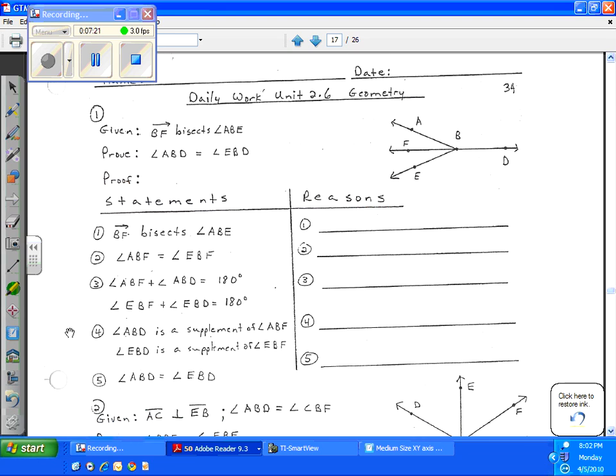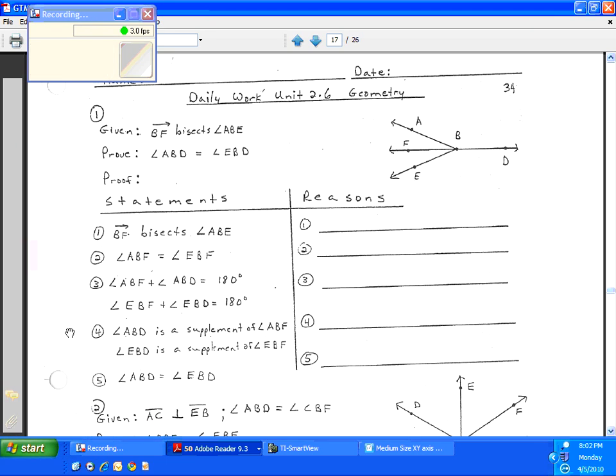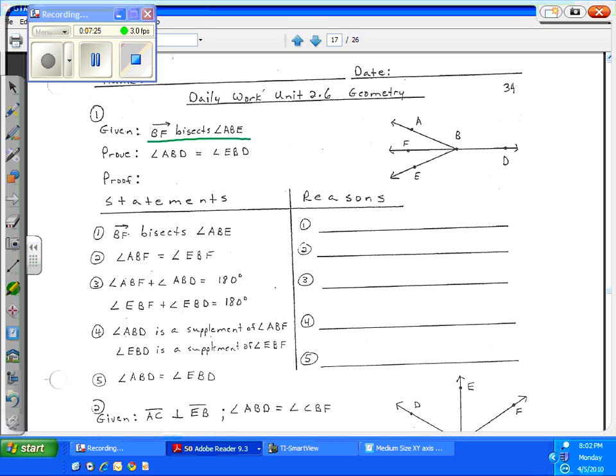And whether we're doing the whole proof or just doing reasons, we're going to take what we're given, mark it in the diagram, and write statements and reasons derived from the markings in a notes section. Now this says that ray BF, we're going to draw a picture of that here, ray BF bisects angle ABE.